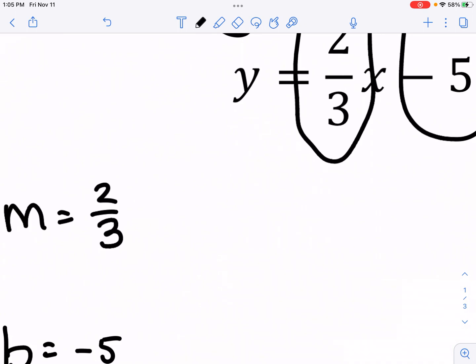Before I graph this, let's look at m. It's a slope, and it's rise over run. Since 2 is positive, that means we go up 2, and 3 is positive. The run is either left or right. Since it's positive, we'll go to the right.